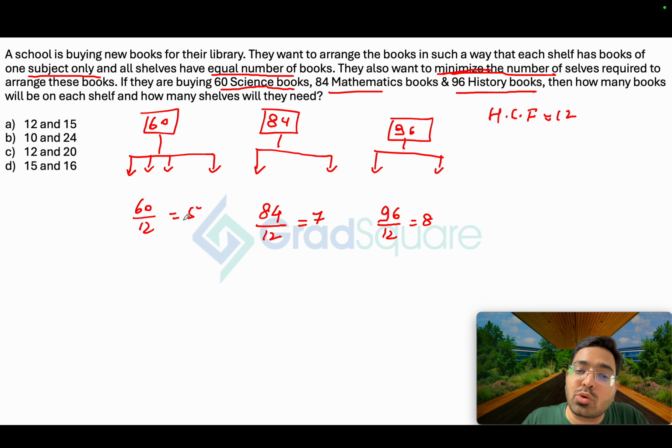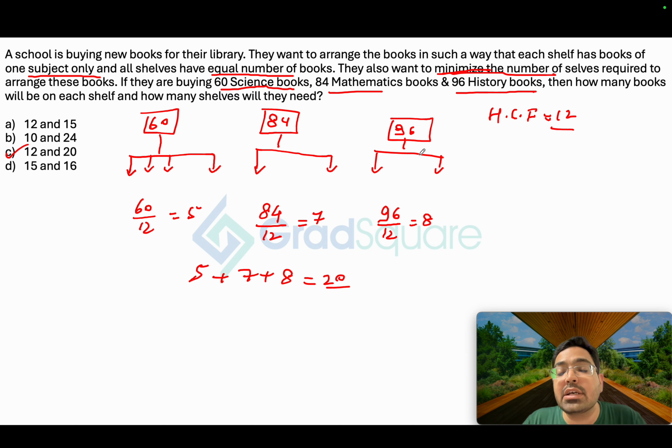So all in all, 5 plus 7 plus 8 is turning out to be the total number of shelves required to place these books, and that is going to be 20 shelves. So 20 shelves, and each shelf will contain 12 books. So 12 and 20 will turn out to be the correct answer, which is option C.